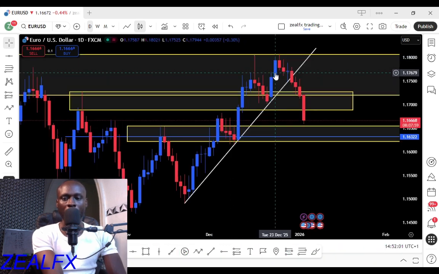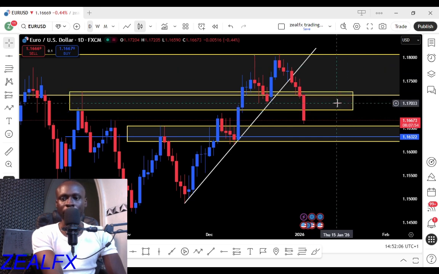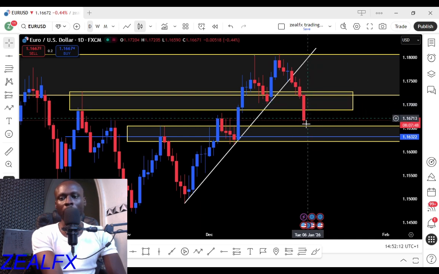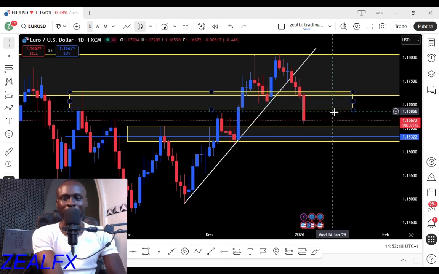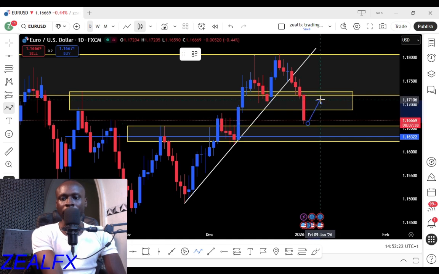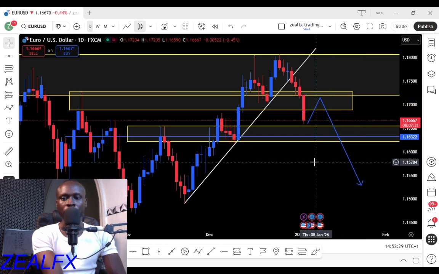So we're looking for our entry with a price action setup from this particular daily support level and also the weekly resistance level. If you have access to this course, you know how to take entry from these levels. Everything is detailed in that particular course. So we are expecting euro to sell from this particular daily resistance and also the weekly resistance to the downside. So expect more of a bearish trend for Euro USD this coming week.